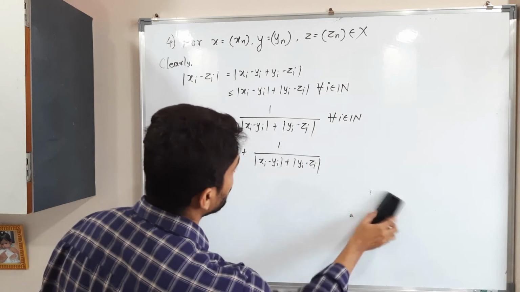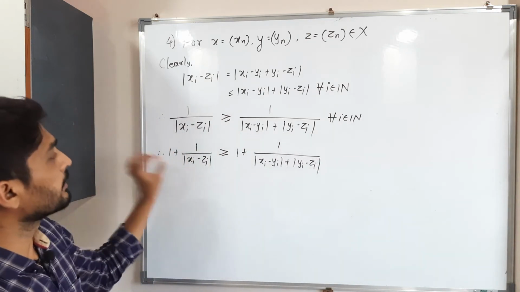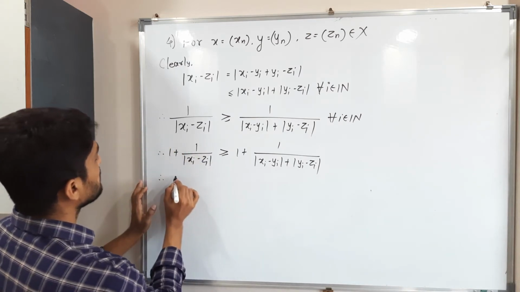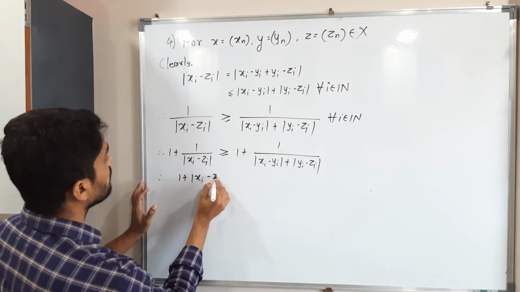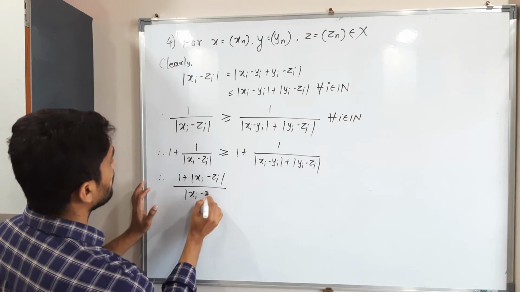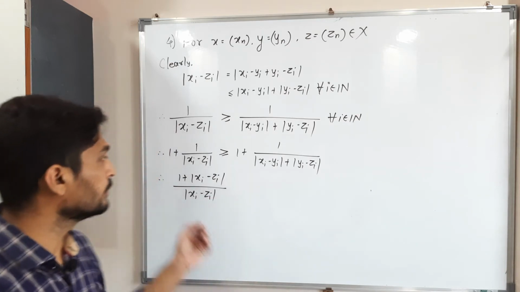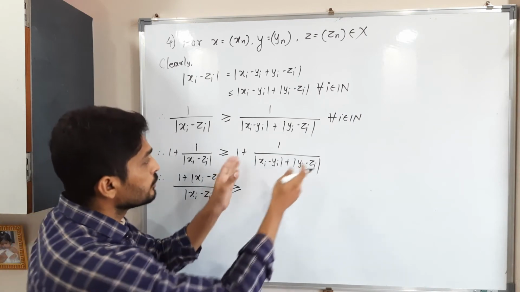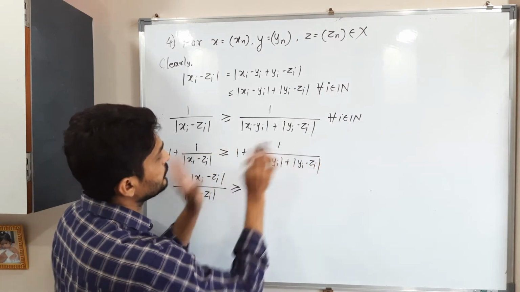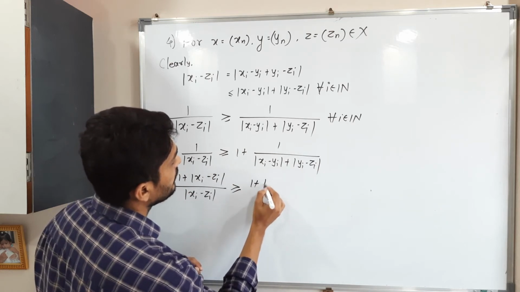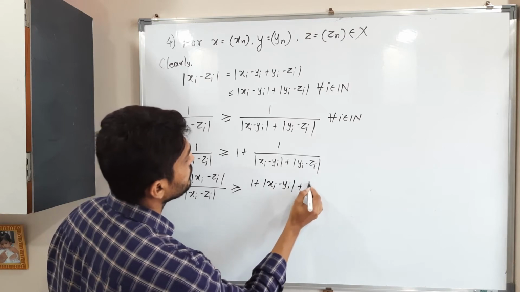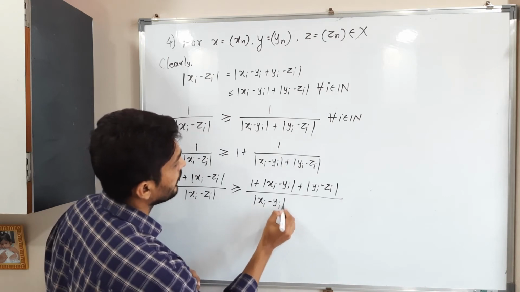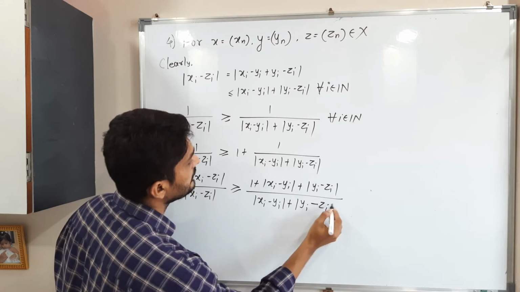Now after that, what will I do? I will cross multiply. Cross multiplying means 1 into this one. If you cross multiply, |xi − zi| + 1, that means simply I can write 1 + |xi − zi|. You can also check in your notebook; if you cross multiply, we will have the same thing. Greater than or equal to, I am going to do the same thing: cross multiply, so this denominator into 1, you will have the same denominator plus 1. So I am writing it this way: (1 + |xi − yi| + |yi − zi|) divided by (|xi − yi| + |yi − zi|).